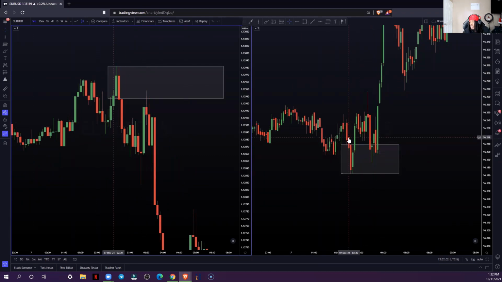But I mainly use this on Euro USD. GBP USD sometimes moves a little bit different from the DXY, because the DXY is the dollar. So if the dollar is going up, euro is going to go down. And if the dollar is going down, euro is going to go up. You know what I'm saying?